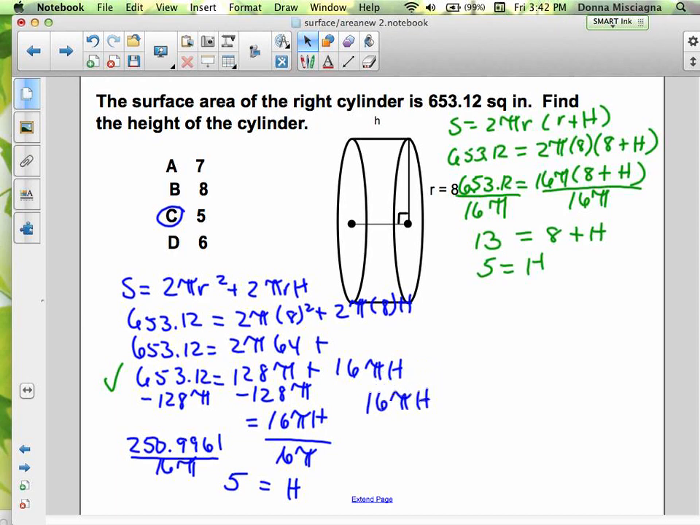And I don't know why I have an extra. Oh, it belongs up here. There we go. All right, so this was the last problem for cylinders. In the next podcast, matter of fact, the next lesson, it will be surface area of pyramids and cones. All right, bye for now.